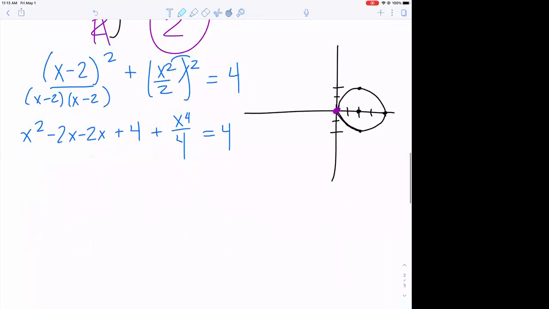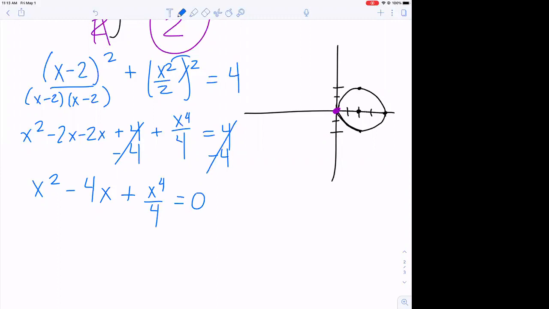And then we just got to combine our like terms, which I'm actually going to just minus the 4 from here and here, and they go away. So now we have x squared minus 4x plus x to the 4th over 4. That is nasty.